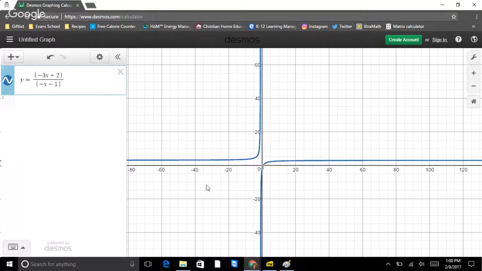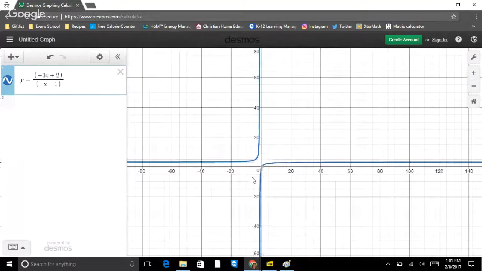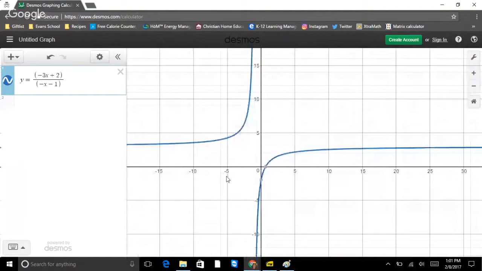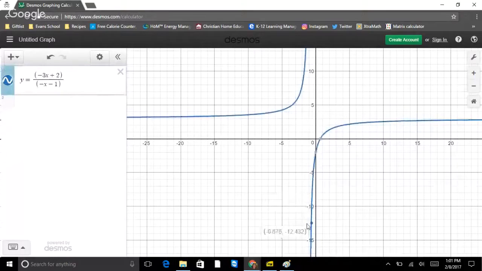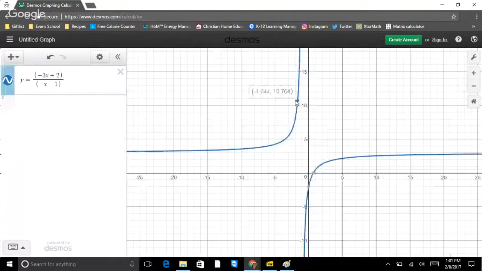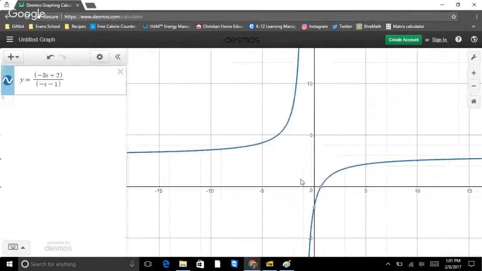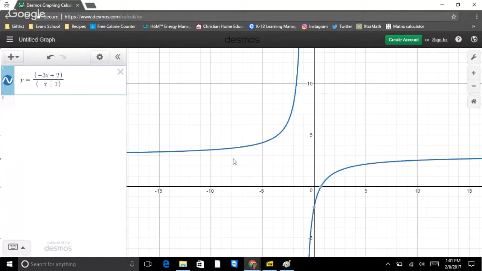So I've got another hyperbola. Let me zoom back. Let's look at my x's. So what's my domain? It looks like I never can quite get to -1, is what it looks like to me. So the negative of -1 is +1, plus -1 is 0. So my domain is all x's except for x equals -1.